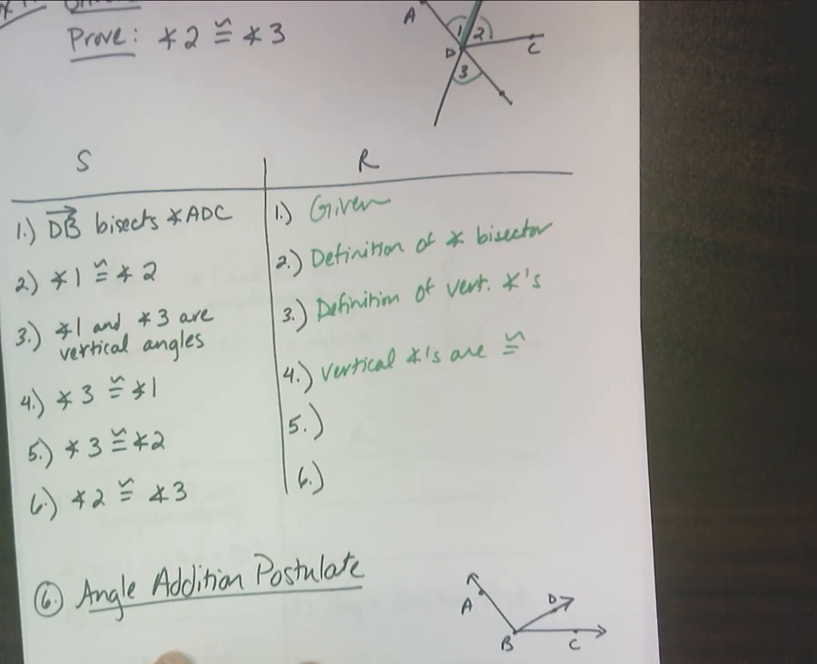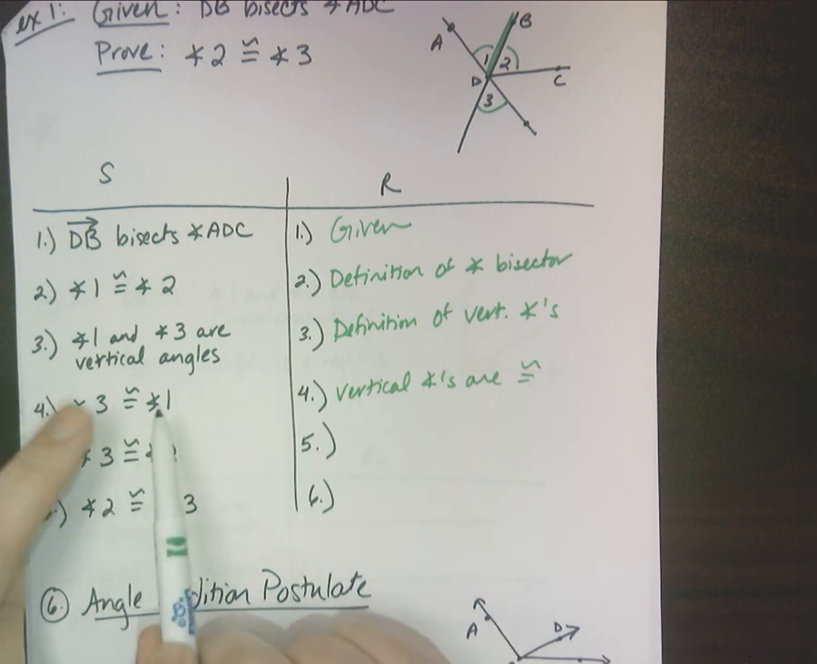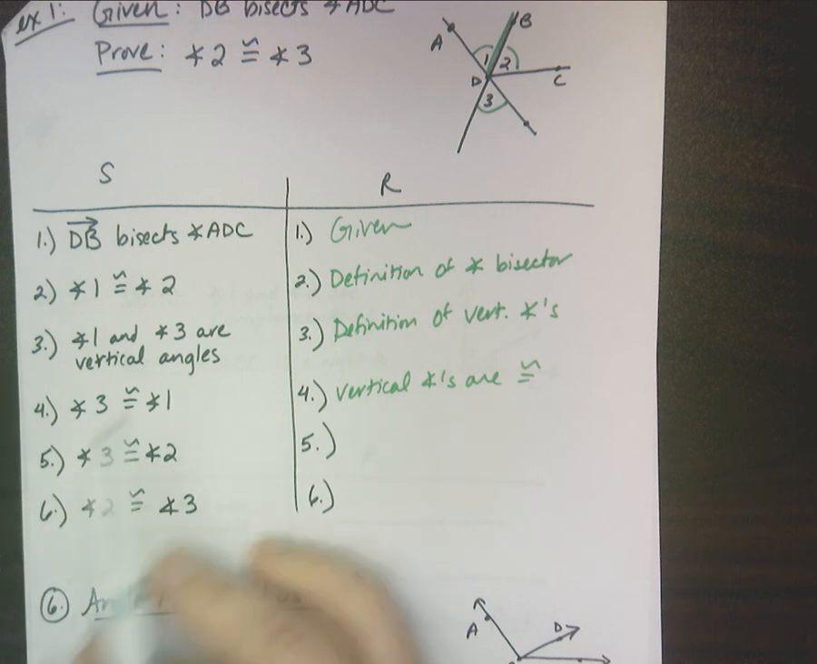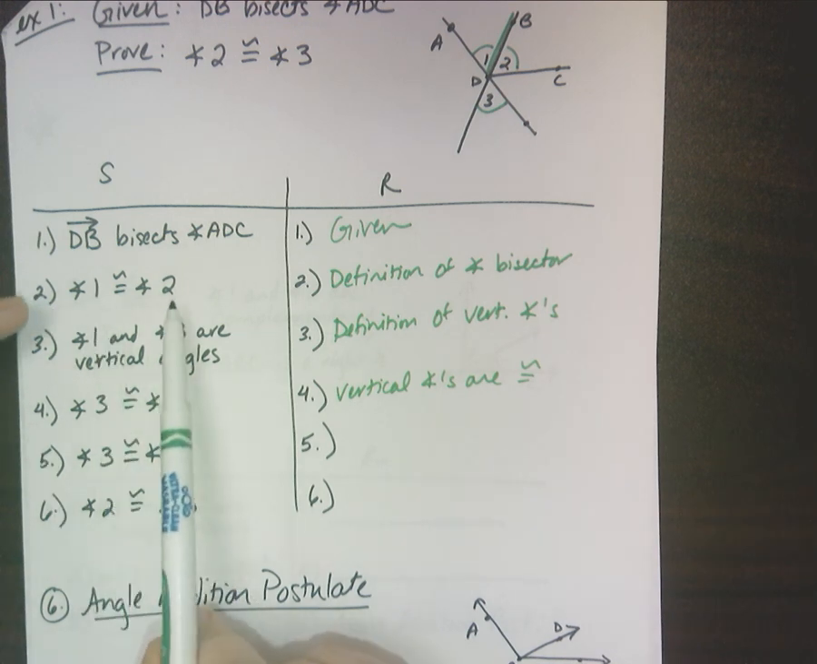All vertical angles are congruent. All right, now it looks like from 4, 5, and 6, I'm going angle 3 to angle 1, angle 3 to angle 2, angle 2 to angle 3. I have a feeling we're going to use those reflexive, symmetric, transitive properties. So let's see what we're doing now, okay? And don't forget about up here, angle 1 is congruent to angle 2.